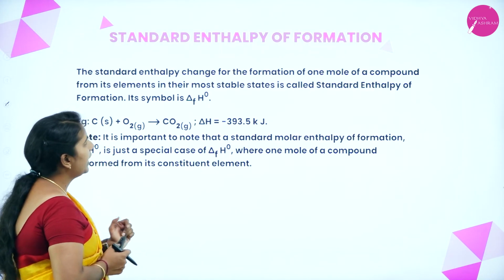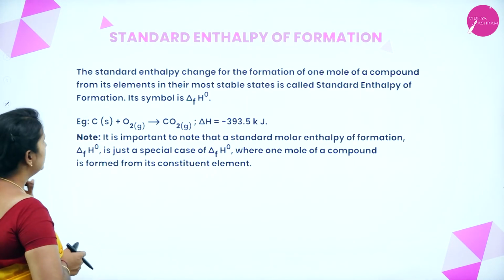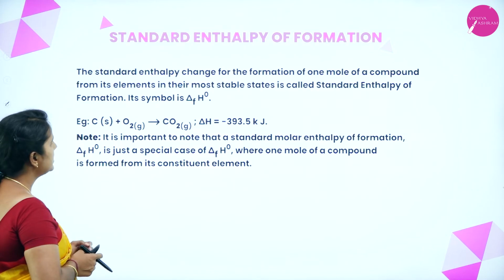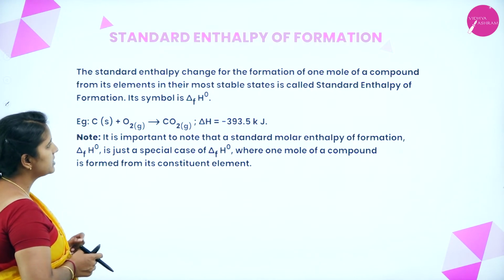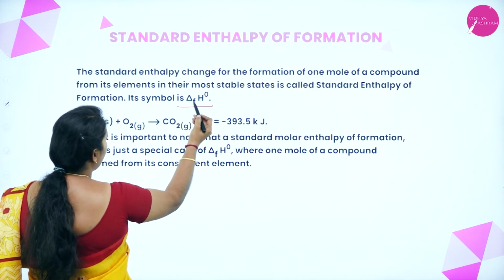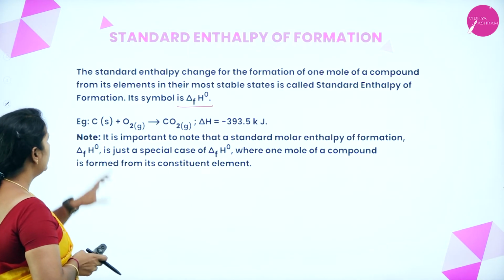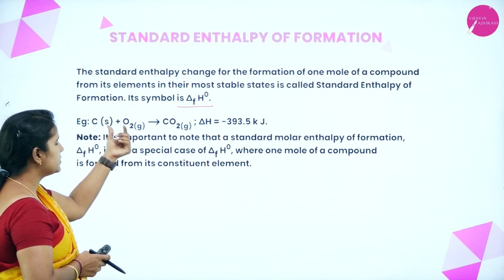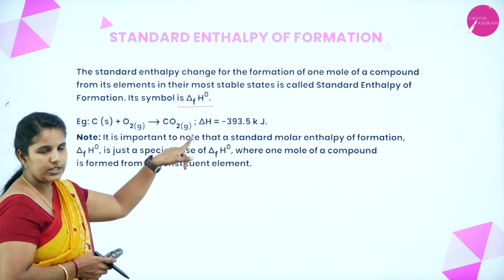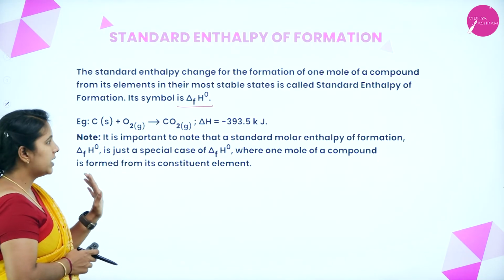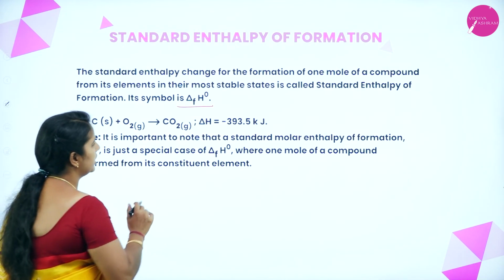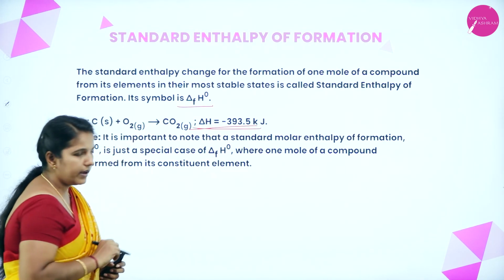Next we have the standard enthalpy of formation. The standard enthalpy change for the formation of 1 mole of a compound from its elements in their most stable states is known as the standard enthalpy of formation, and it is written as delta f H naught. For example, carbon and oxygen giving rise to carbon dioxide. These two are the reactants, one in the solid state and one in the gaseous state, giving the product in the gaseous state. This is how the enthalpy of formation of the reaction can also be written in the standard format.